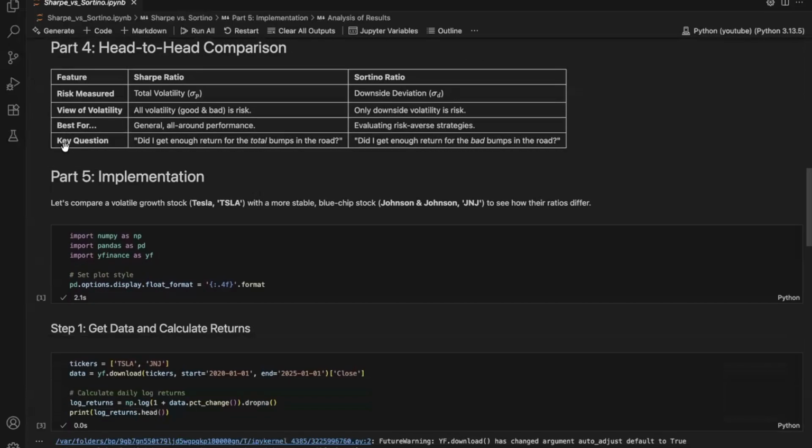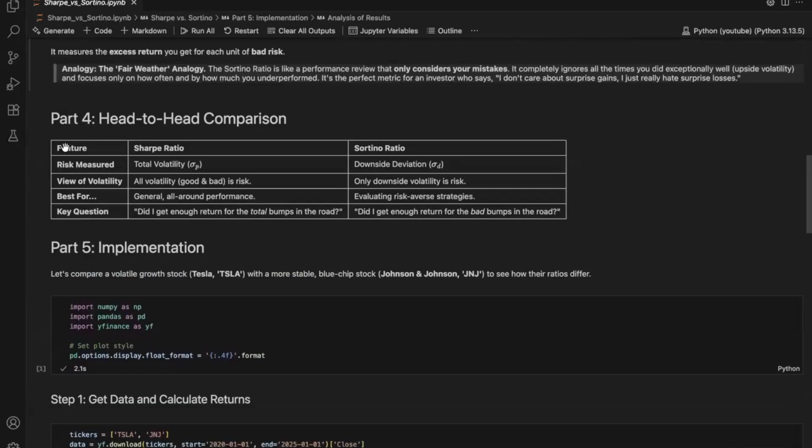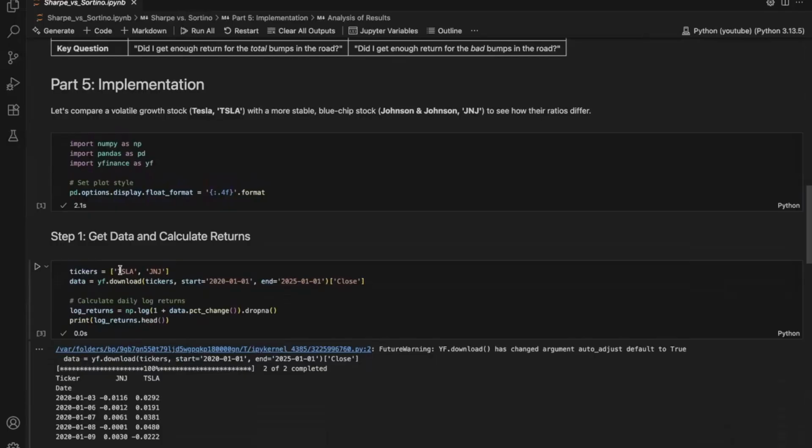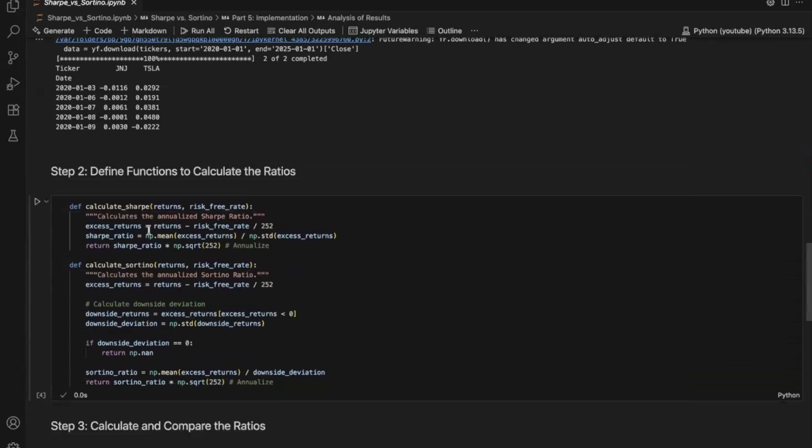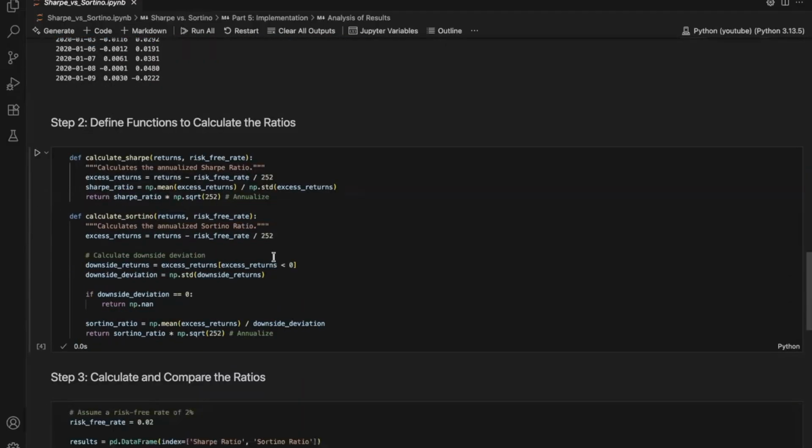All right, now let's see this in action. We're going to compare two very different stocks to see how the ratios stack up. We'll use a famously volatile growth stock, Tesla, and a stable blue chip stock, Johnson & Johnson. First, we pull in the 5 years of daily price data and calculate the log returns. Now, we will define two functions, one to calculate the annualized Sharpe ratio and one for the Sortino ratio. The key part of the Sortino function here is where we filter for only returns that are less than zero before calculating the standard deviation.